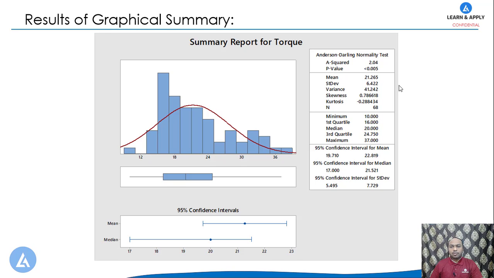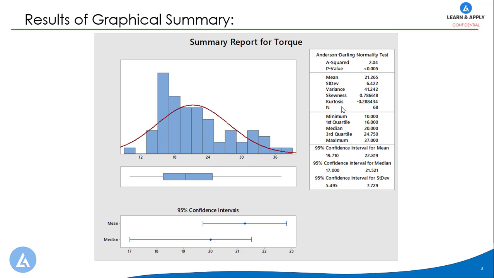Standard deviation of the torque is 6.422 and variance is 41.242. If you look at the skewness value, it is positive and nearly equal to 1, so it is indicating that the distribution is right skewed. Kurtosis value is negative, indicating that the distribution has a flatter width, and the total number of observations in the data is 68.